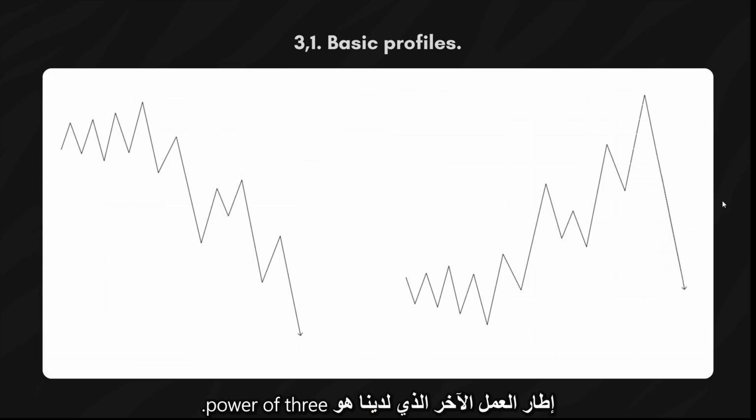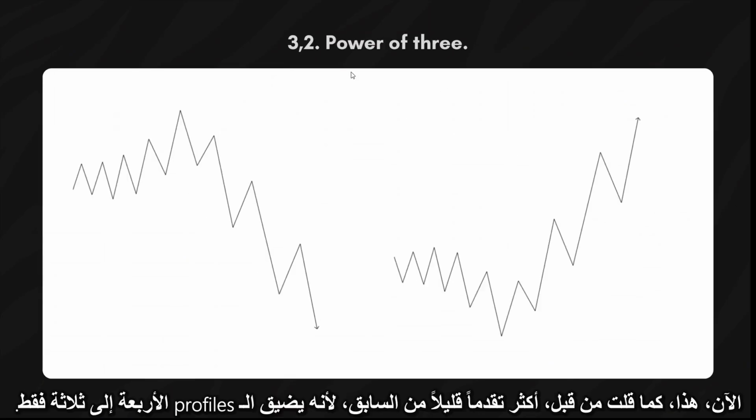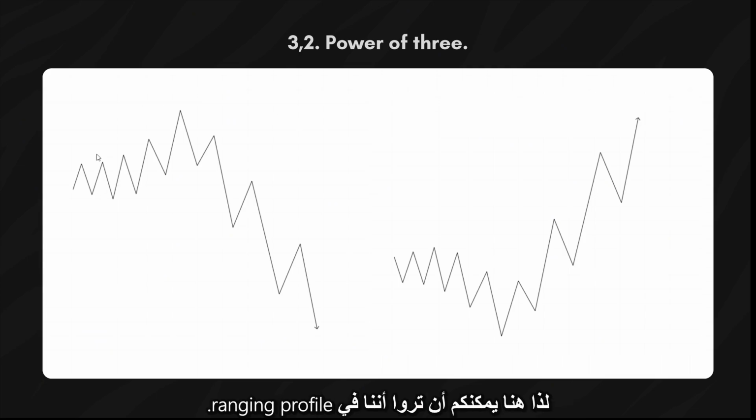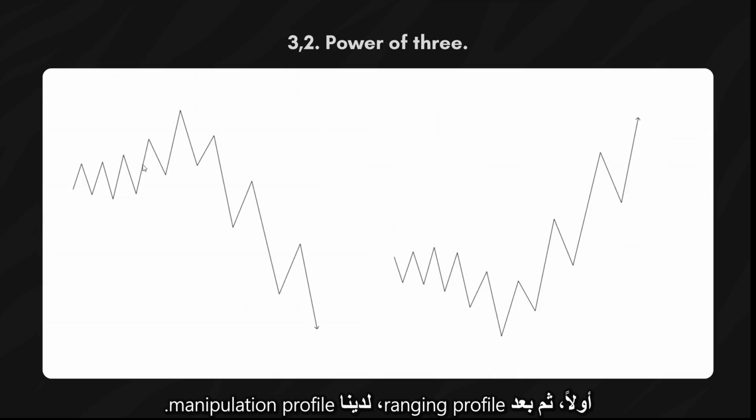The other framework that we have is the power of 3 framework. Now this one, just as I said before, is a bit more advanced than the previous one, because this narrows down the 4 profiles into just 3, and it gives a much more refined view to market profiles. So right here you can see we are in a ranging profile first of all.